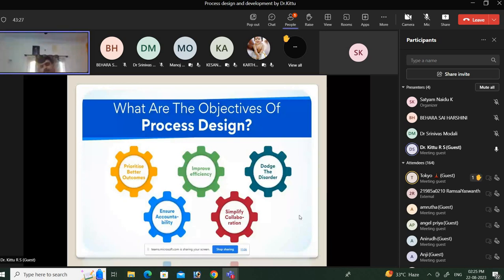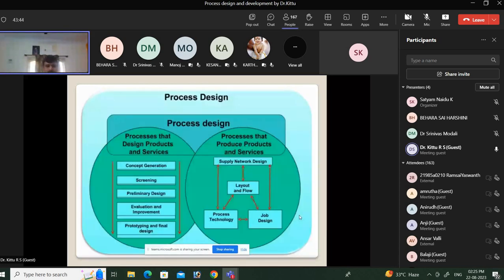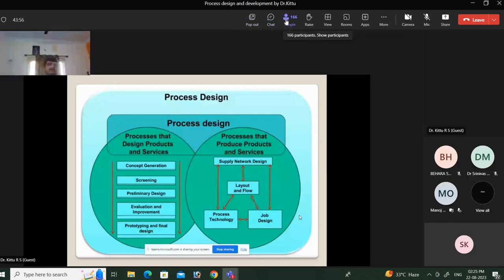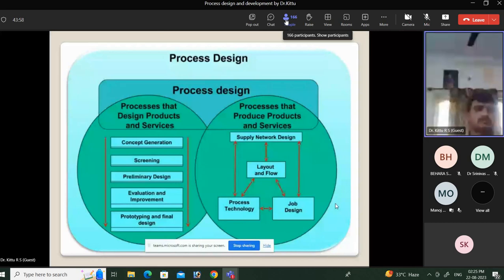in that team you require a lot of collaboration with the different departments and even the different kinds of designated people available in the institution. Now, in process design we have to understand two different phenomena. Here, one is the process that designs the products and services, and the other is the process that produces the products and services. The first part is design, the second part is produce.